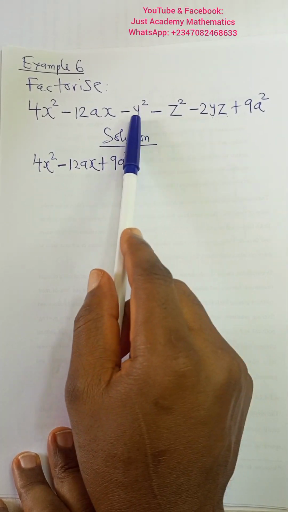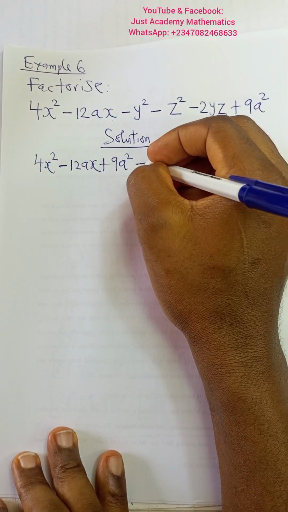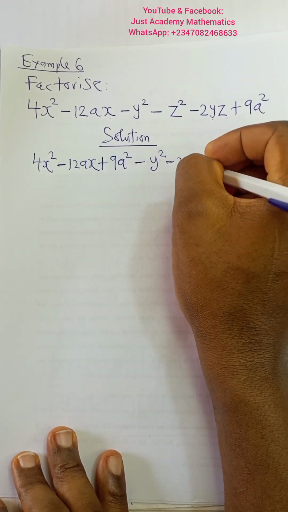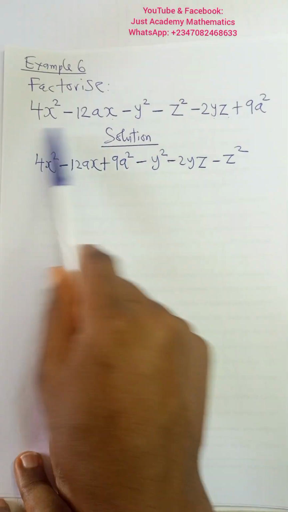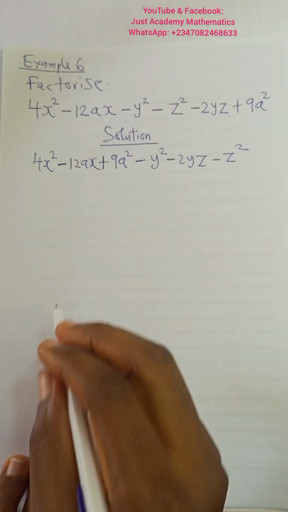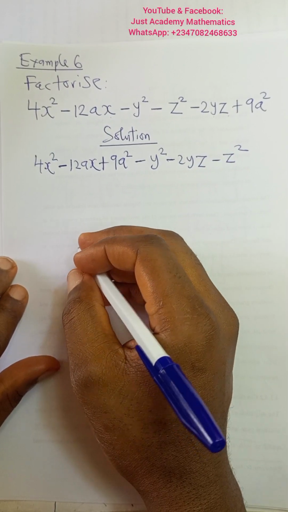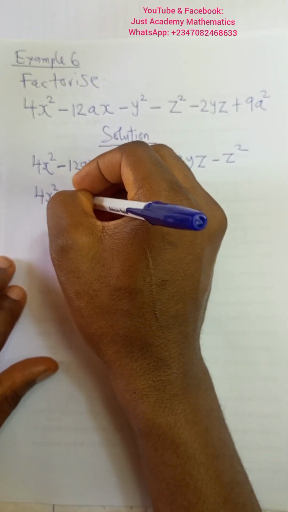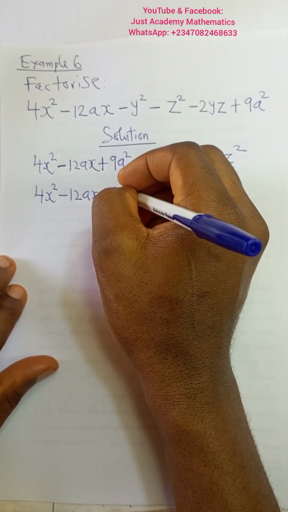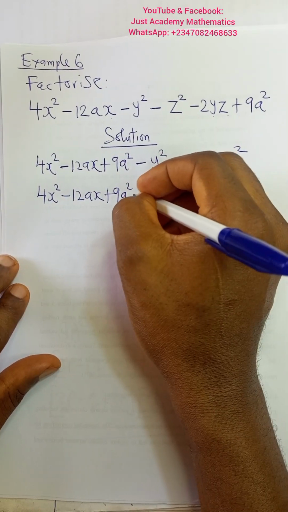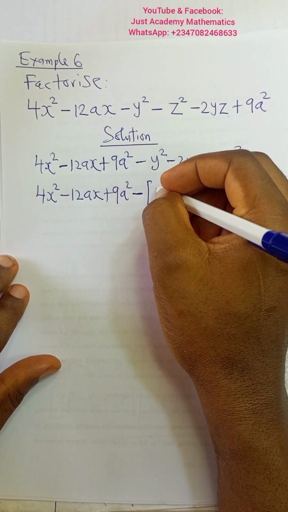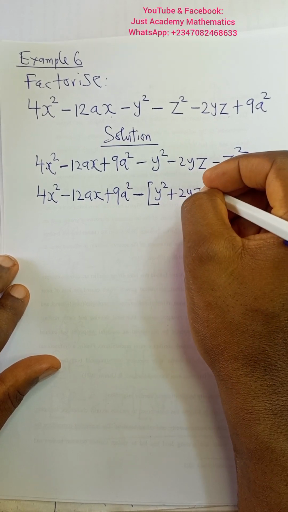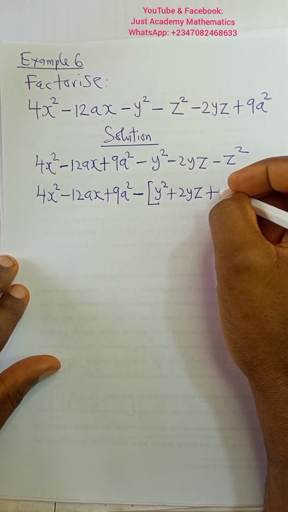Now this one, the same thing is applicable, but I have to start with minus Y square, then put this one at the center, minus 2YZ, then minus Z square. I only rearrange. Now, let's do one thing first. Before we start, 4X square minus 12AX plus 9A square, bring this minus out. So all this one will now be Y square plus 2YZ plus Z square.